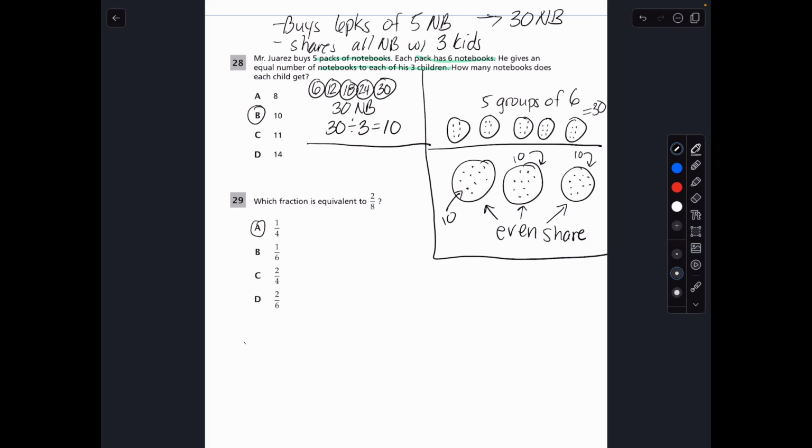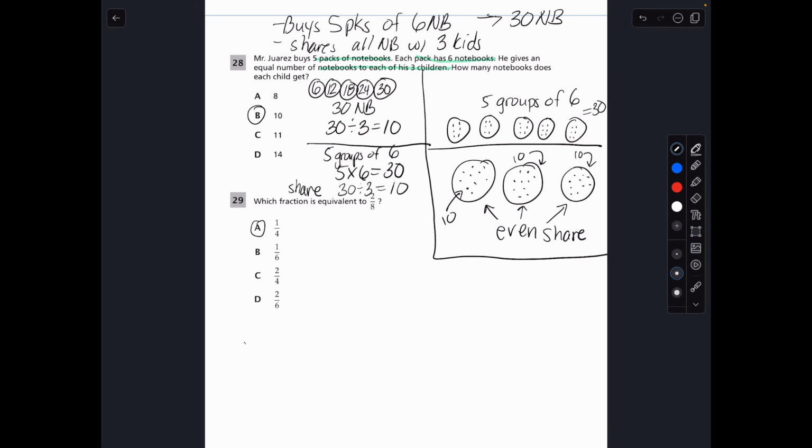Here's the third way, which is to just represent the entire problem, which is, let me write this out. I have 5 packs of 6. Oops, earlier I wrote 6 packs of 5. That was my fault. I have 5 packs of 6. So 5 groups of 6. They might just say, oh, that's 5 times 6. That's 30. And then share. 30 divided by 3 is 10.